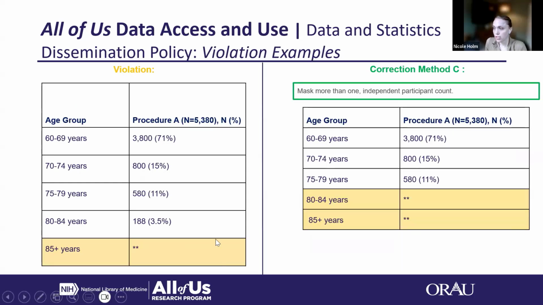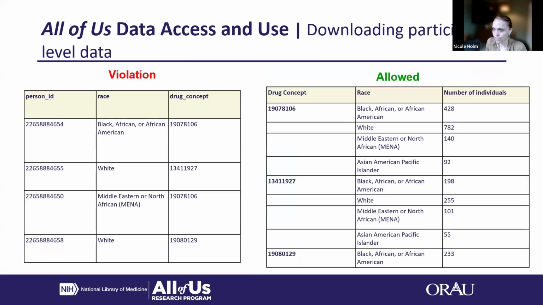And finally, another option is you can just completely mask more than one independent category. In this case, this method entails masking the 80 to 84 year category and 85 and up, because you can back calculate the value if only one category is masked within a group. You cannot back calculate if more than one is masked within a group. That is the big indicator that you need to keep an eye out for, also maintaining that you don't show exact percentage values for those categories that need to be masked as well.